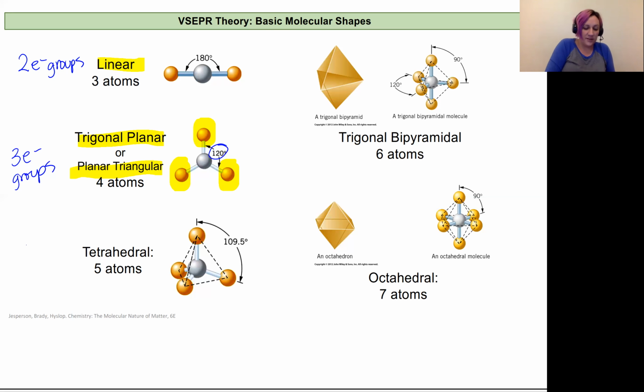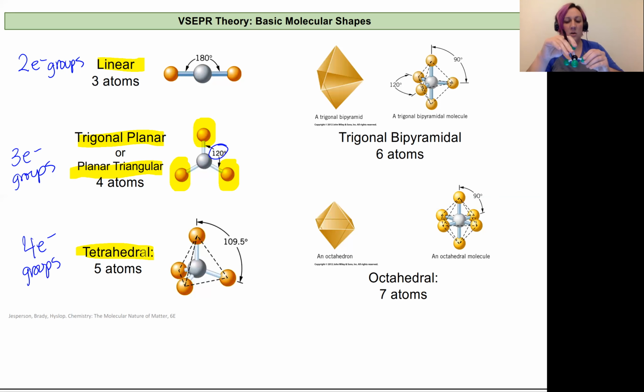All right, next, let's look at 4 electron groups, all atoms still. We won't bring into account lone pairs yet. That's going to give us a shape that we call tetrahedral. Now, our carbon atom usually bonds to 4 things, right? So it forms a lot of tetrahedral compounds.